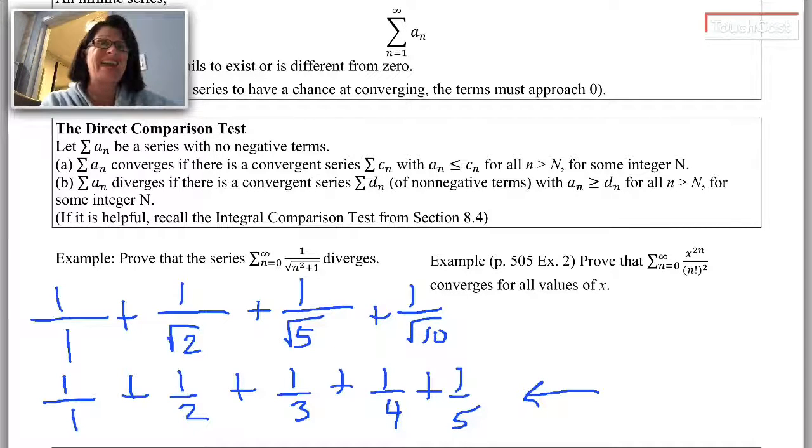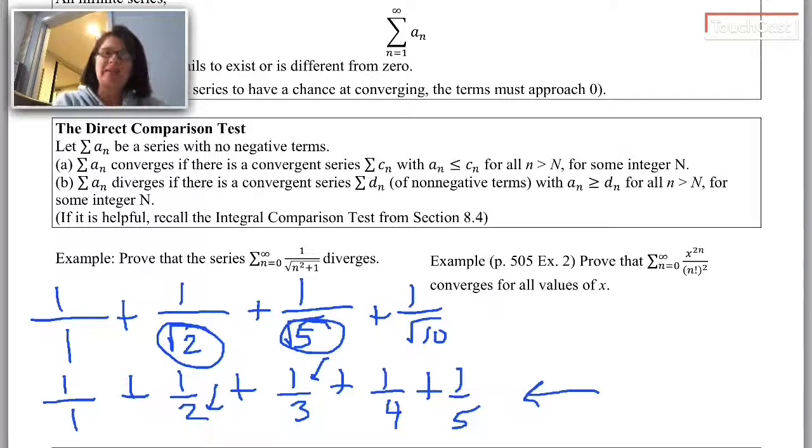The harmonic series diverges. And notice that these denominators are always less than these denominators, and the numerators are always the same. The numerator is 1 for both series every term. So if the numerator stays the same and the denominator is smaller, what happens to the value of the fraction? The value of the fraction increases. So that tells me that, except for this first term where they're equal, every term in my series is greater than every term in the harmonic series.